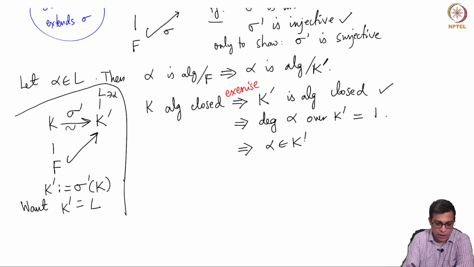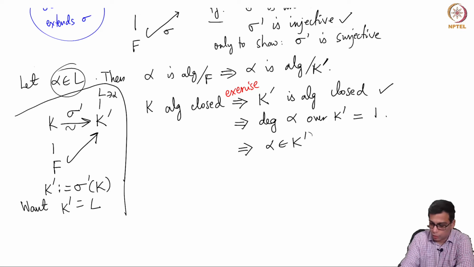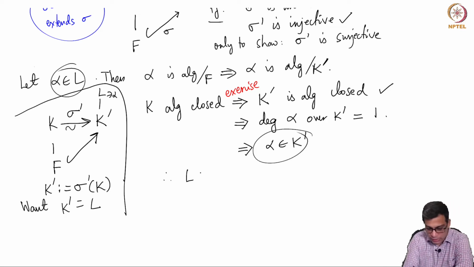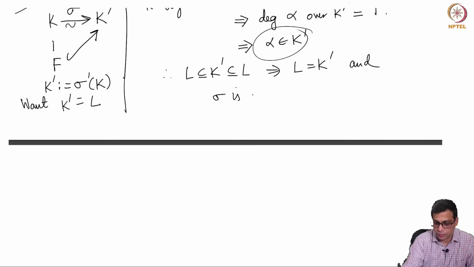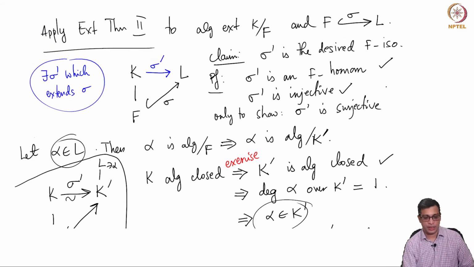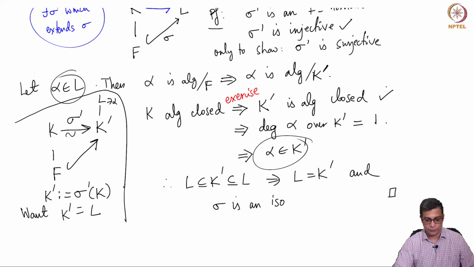So we have taken an arbitrary alpha in L and concluded that it is in K prime. So that means L is in K prime. K prime is of course in L. So that means L equals K prime and sigma is an isomorphism. Okay, so that completes the solution. So this is the proof that any two algebraic closures are F isomorphic.